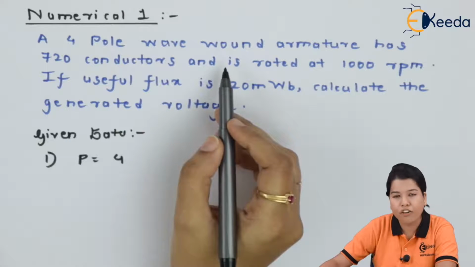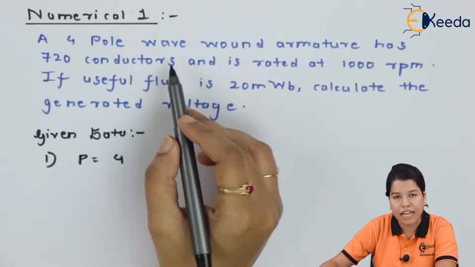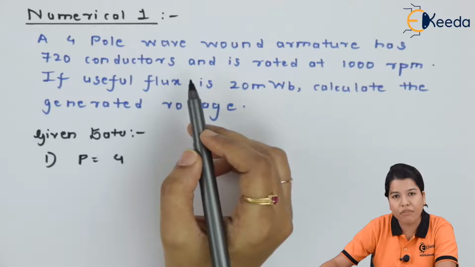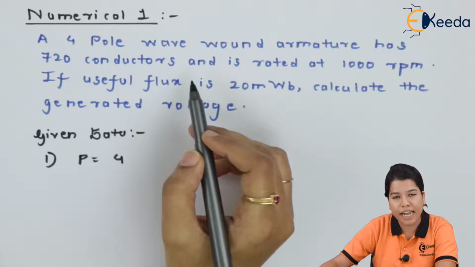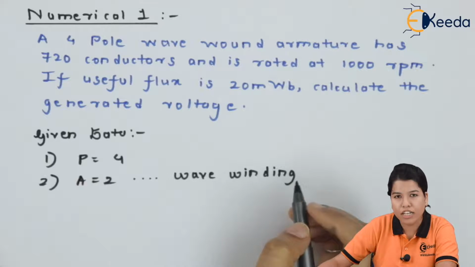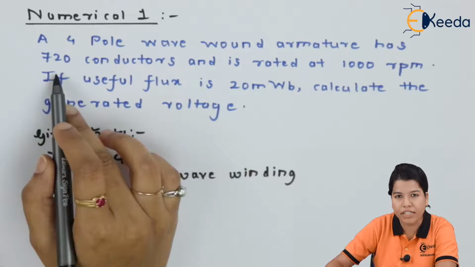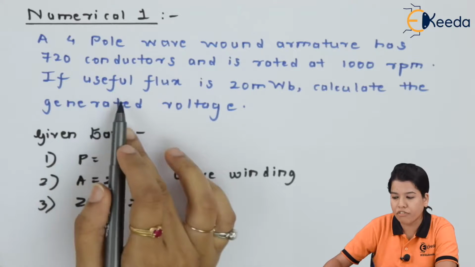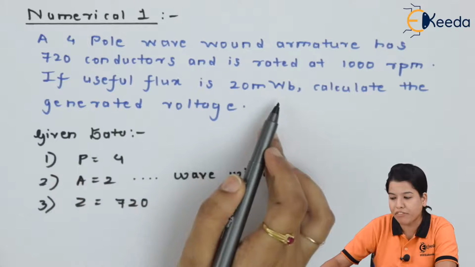Also, the winding of the machine is wave wound. Now we have already studied that if the winding is wave wound, then A is equal to 2. Then it is mentioned that the total number of conductors is 720. Also, the flux is mentioned to be 20 milliweber.